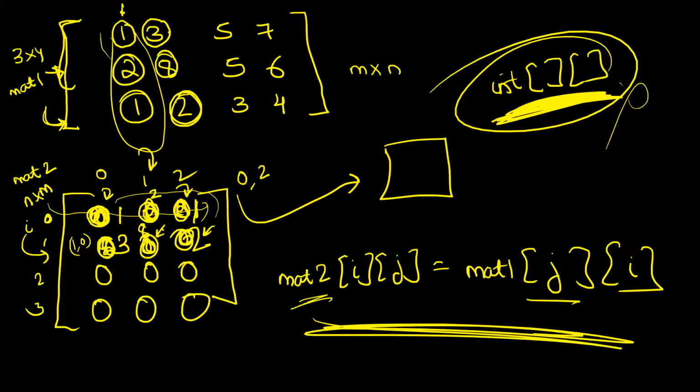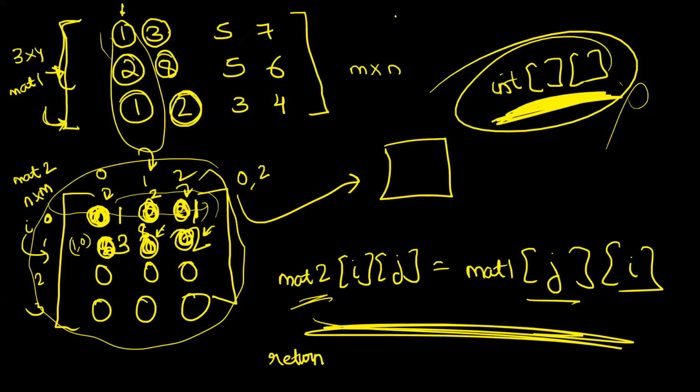mat1 in mat2. Now, what do I need to return? I have this matrix prepared, right, which is the transpose. So I will just return the reference of this matrix. And what is the reference? Just return mat2. Mat2 is the reference, right? Return that, job done, right?